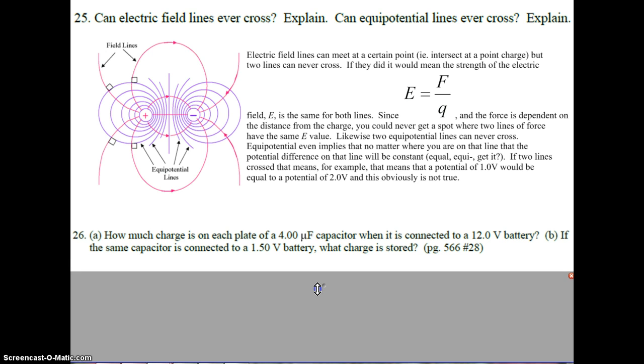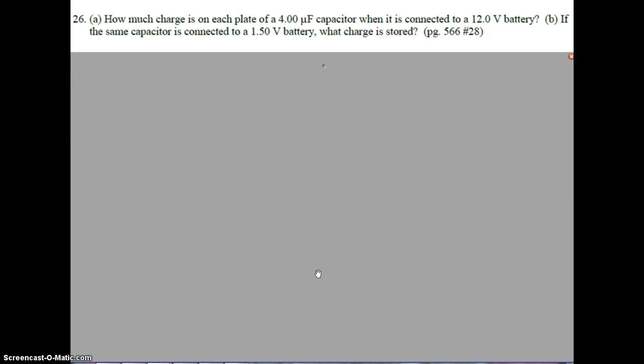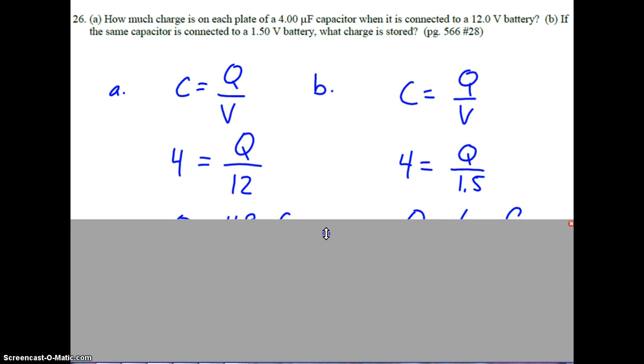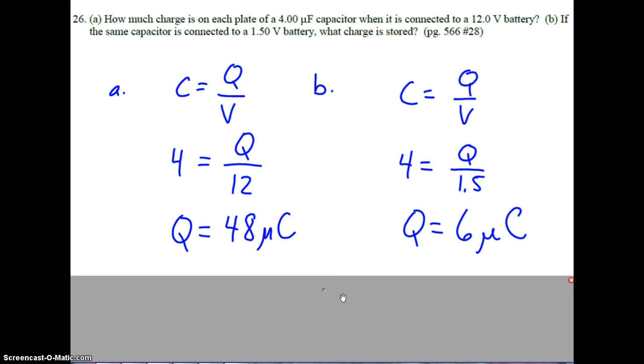Number 26. How much charge is on each plate of a 4 microfarad capacitor when it is connected to a 12-volt battery? And then B, if the same capacitor is connected to a 1.5-volt battery, what charge is stored? Well, both of these calculations are a C equals Q over V calculation. In both cases, they provide you the capacitance and they provide you the potential difference. You're just solving for Q.